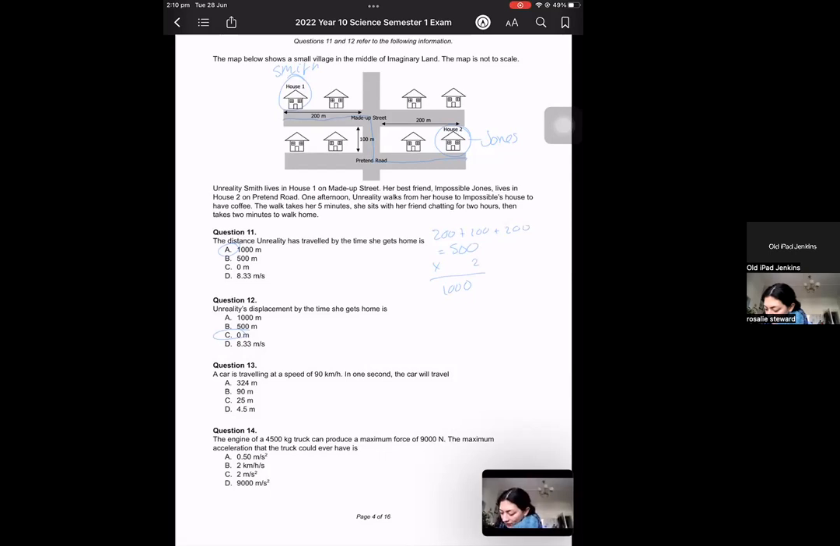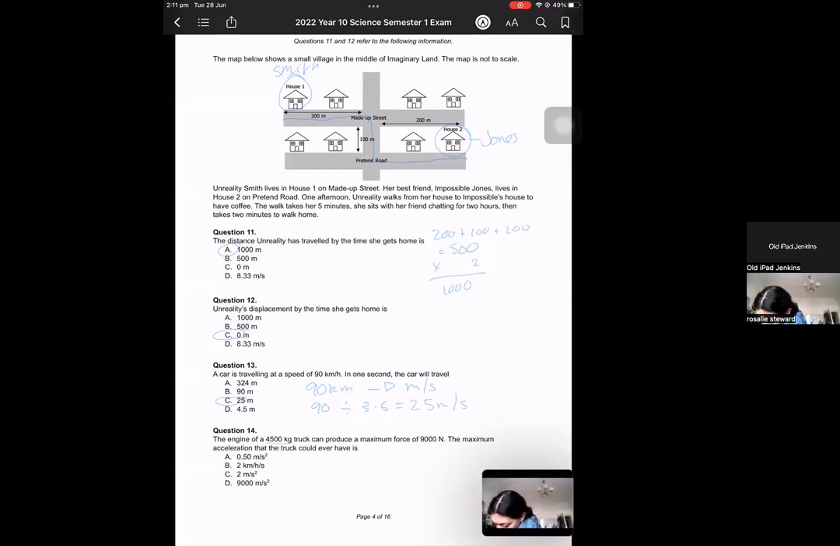Okay, the car is traveling at a speed of 90 kilometers an hour. In 1 second, the car will travel, oh gosh. So we want to convert 90 kilometers per hour to meters per second. And we do that by dividing 90 by 3.6. Let me just pause. So I just use my calculator, and that is 25 meters per second. So the rate or the speed is 25 meters per second, meaning that in 1 second, she will have traveled 25 meters.